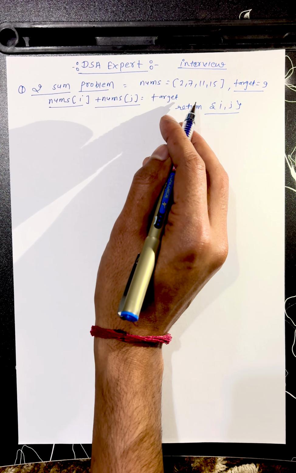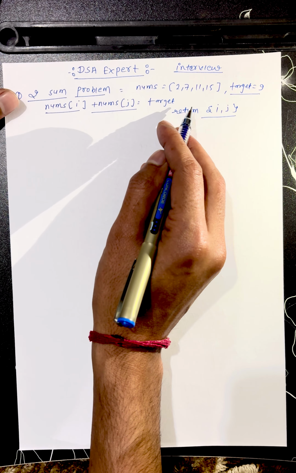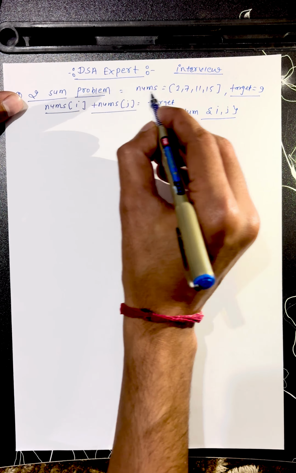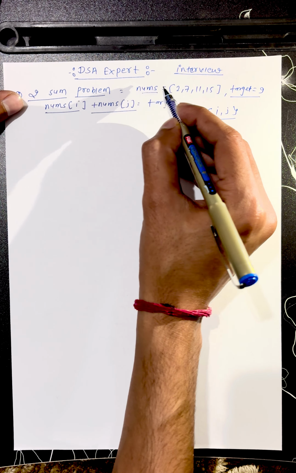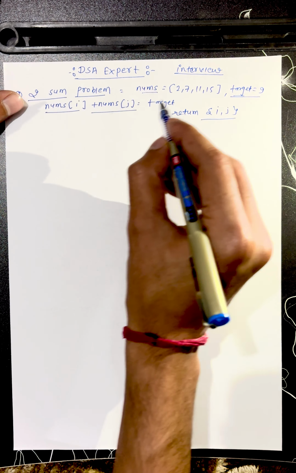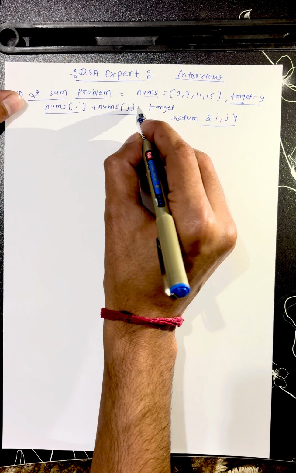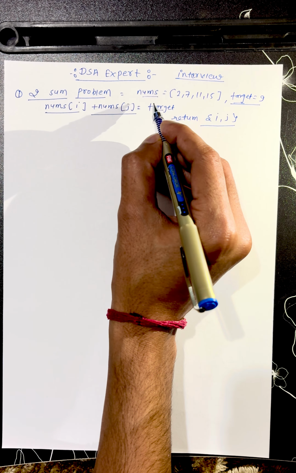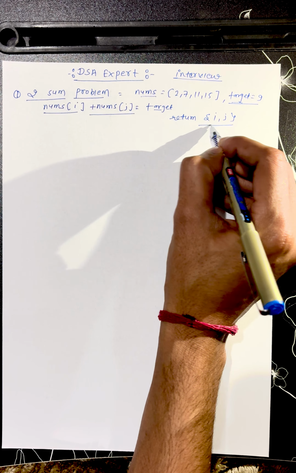What is the two sum problem? Basically, we are given an integer array nums and an integer target, and we need to find nums[i] plus nums[j] equal to target, and we need to return the indices of the elements.